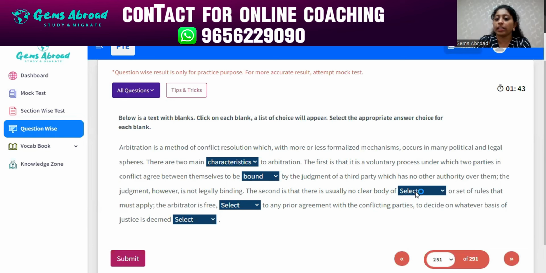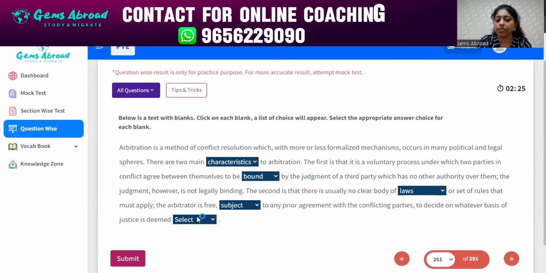The second is that there is usually no clear body of laws or set of rules that must apply. The arbitrator is free, subject to any prior agreement with the conflicting parties, to decide on whatever basis.